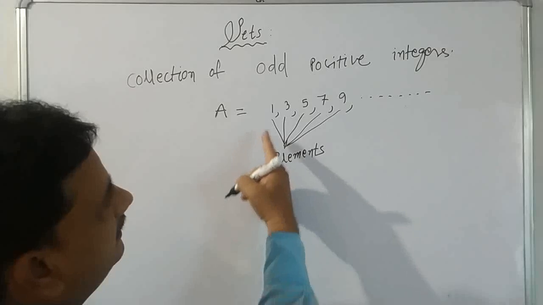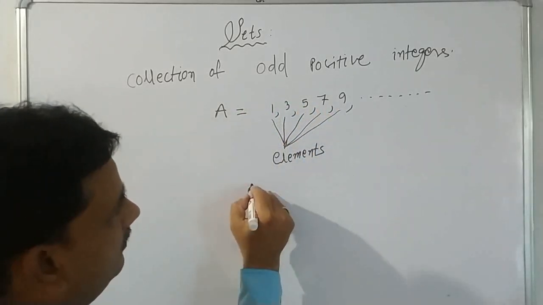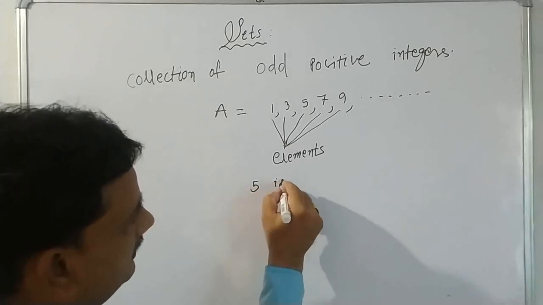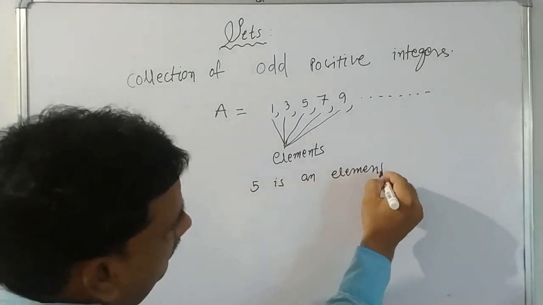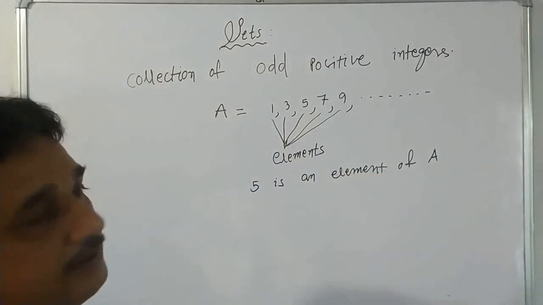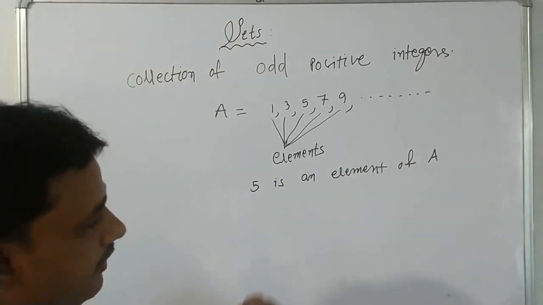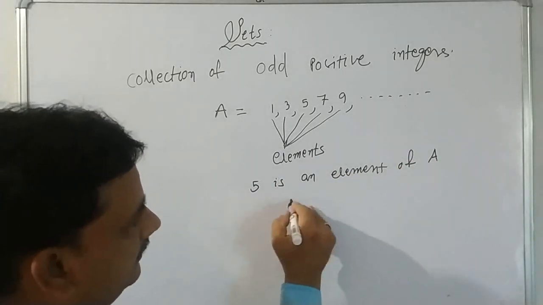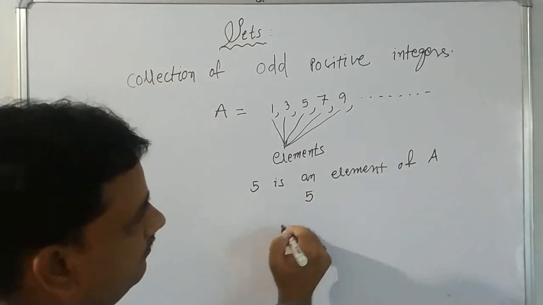Elements of a set means, here 5 is an element of A. Okay, 5 is an element of A. Symbolically, it is written as 5.